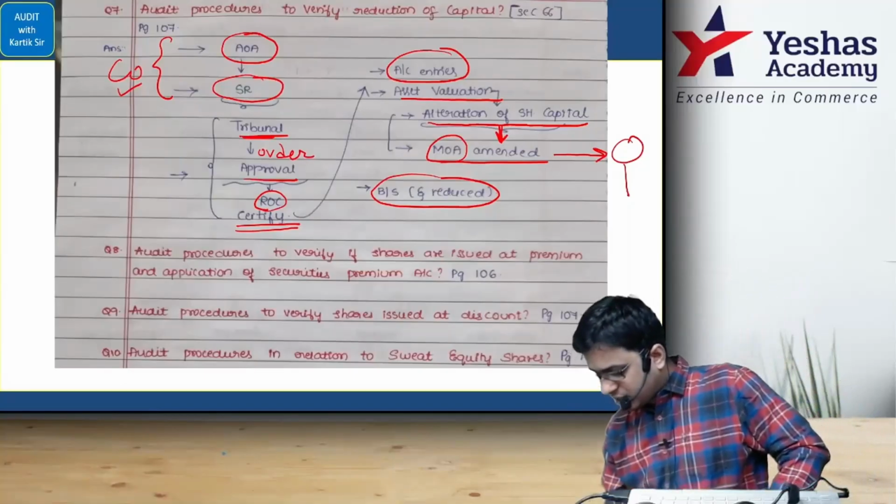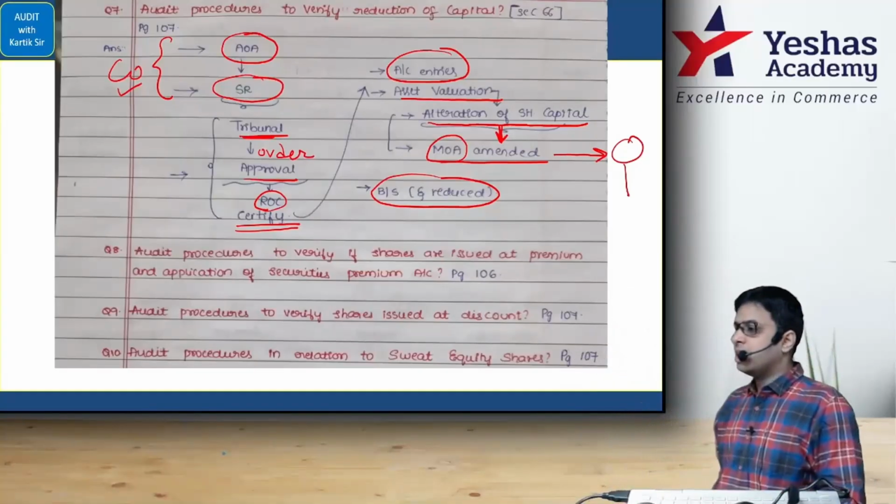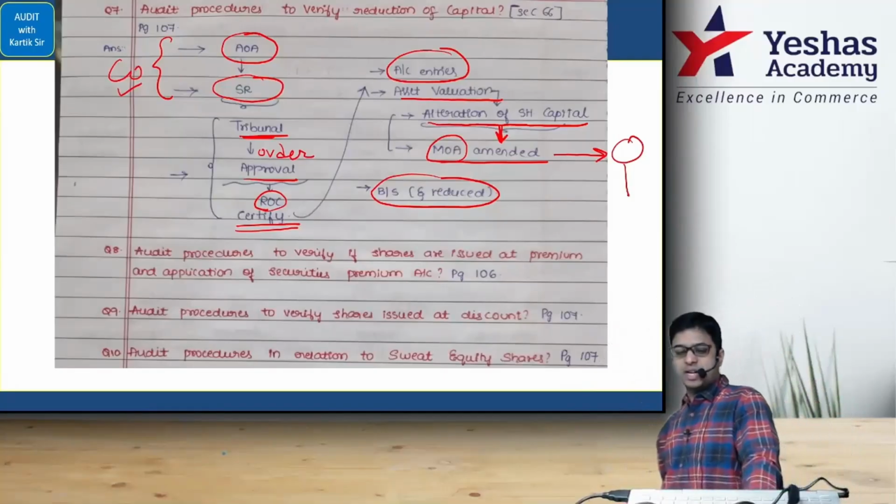Go to page number 107. There, my dear students, below you will see reduction of capital. Can you see reduction of capital?